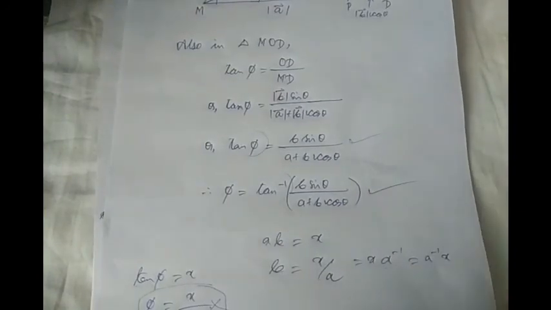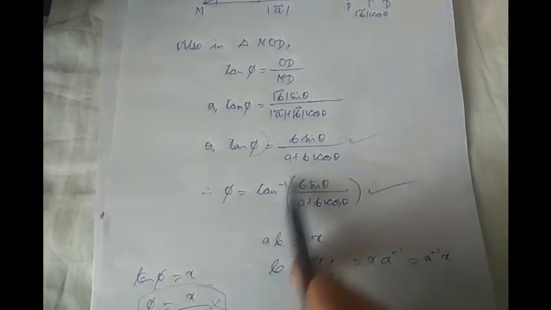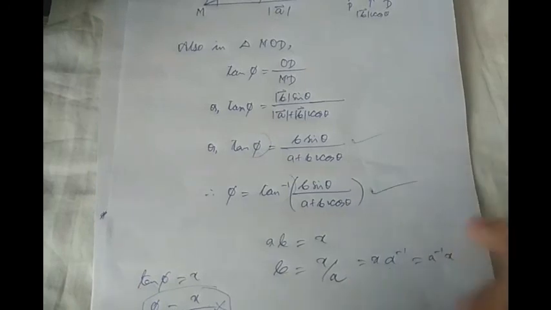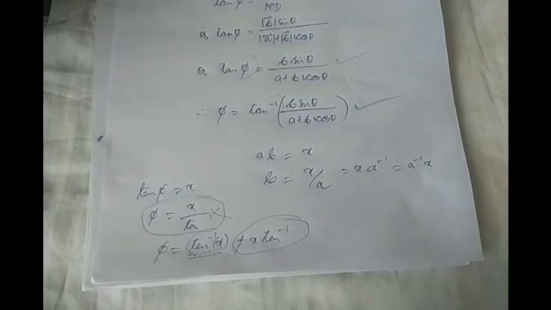For now, let us just stop over here. Phi is tan inverse of B sine theta divided by A plus B cos theta. Just try to understand this. We'll work out some problems in the next video, and perhaps you'll understand these things in a better way. For now, I think it's more than enough for you all today.